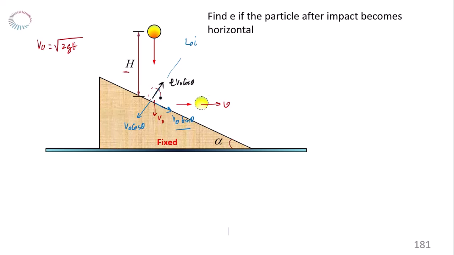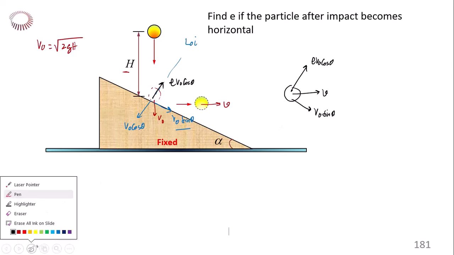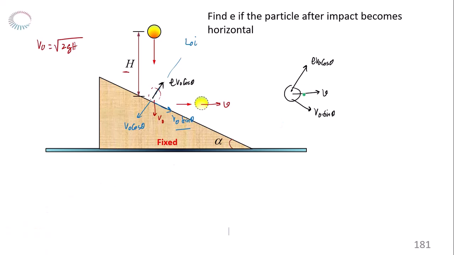Now finally what is happening? v is in the horizontal direction. So if I say this is the particle which is moving with a velocity v, it has two components of velocity. One is e v naught cos theta, another is v naught sin theta. Now what about the angle? This angle is taken as theta. That is given.